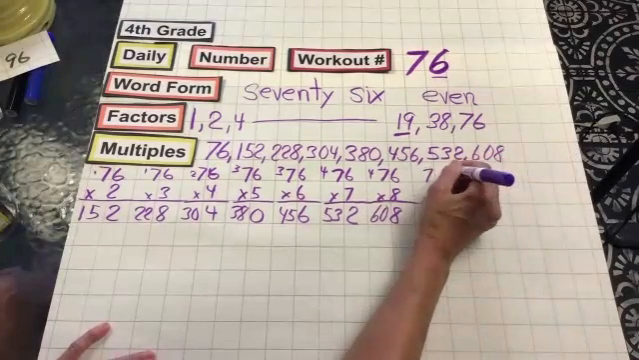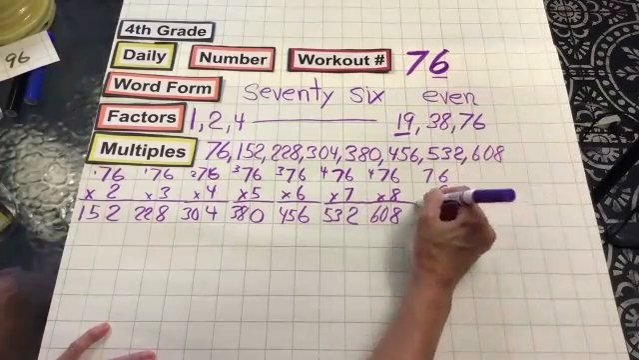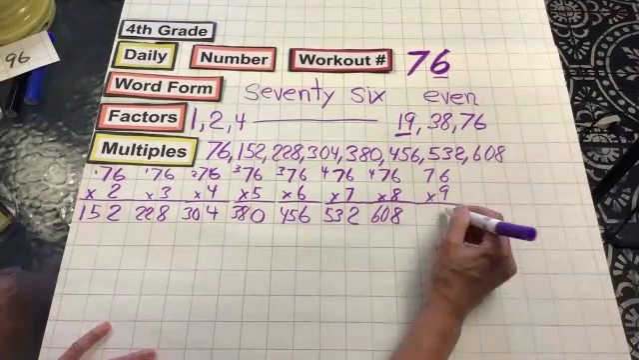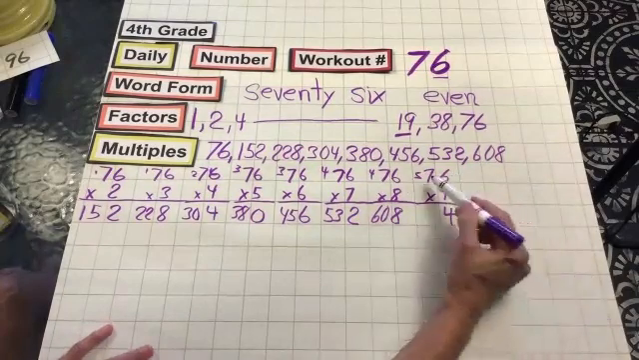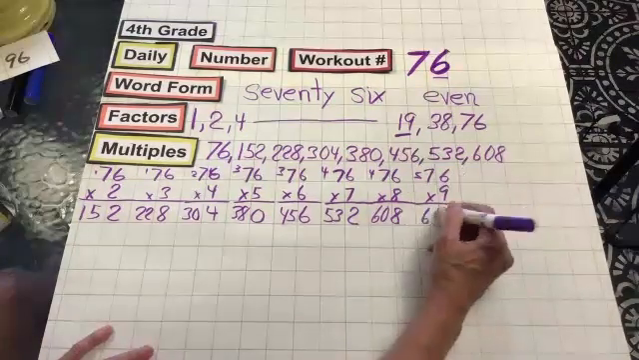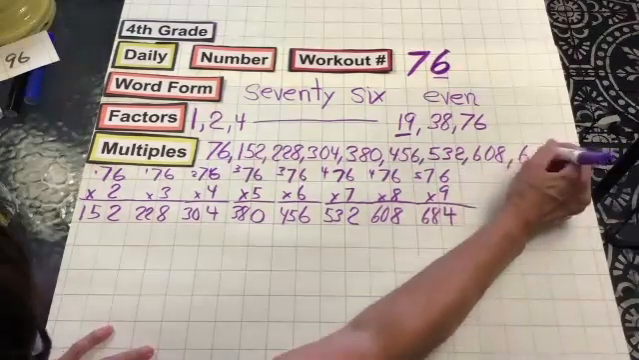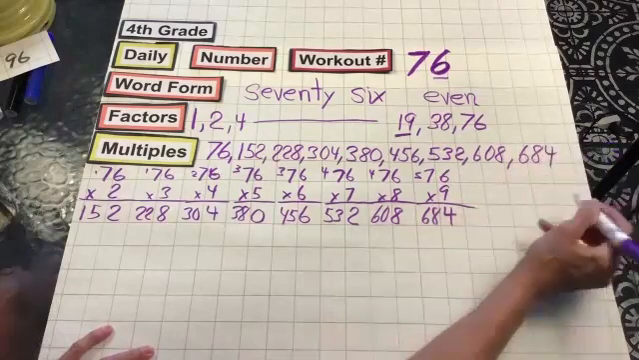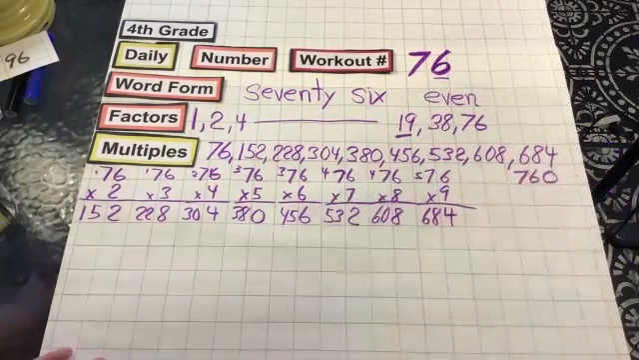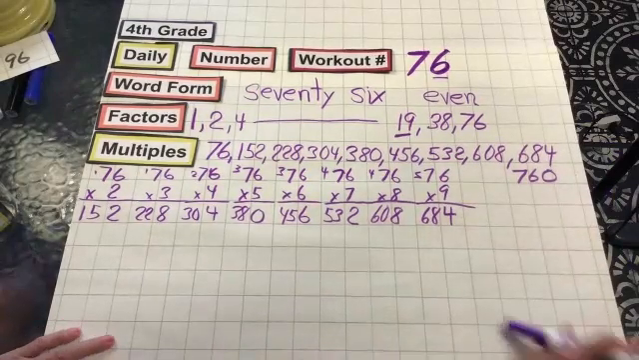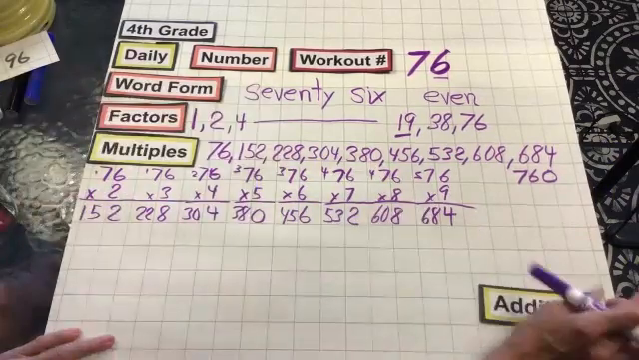608. 9 76s. 9 times 6 is 54. Drop the 4, carry the 5. 9 times 7 is 63, plus 5 is 68, 684. And any number times 10 is that number with a 0 in the ones place. So there's the first 10 multiples of 76. Let's move on to addition.